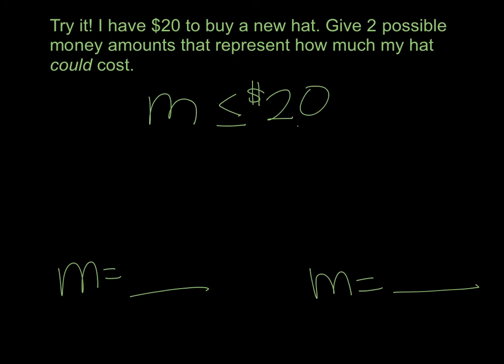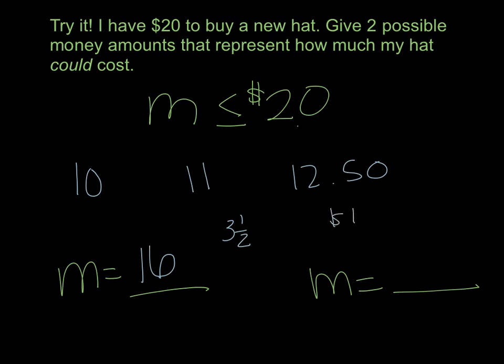Okay. So there's a couple of possible solutions. First of all, my hat cannot be a negative number because that is not a reasonable answer. You can't put here that my hat could cost negative $3. No, that doesn't work. But other than that, you could put my hat could cost $16. It could cost $10. It could cost $11. It could cost $12.50. It could cost $3.50. It's a really cheap hat. It could even cost $1.